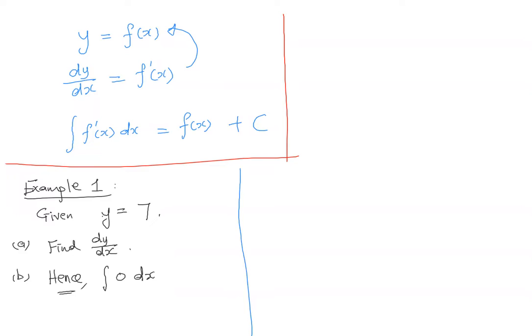Okay, so you see the answer will be like that. Look, your y is equal to 7. So what is dy/dx? Rate of change of a constant is equal to 0. So when I use the word hence, it means you have to use whatever answer you have and the concept of antiderivative to get the answer for this part. So if I integrate 0 with respect to x, what do I get? I get back my 7, correct? So that's why this is a constant.